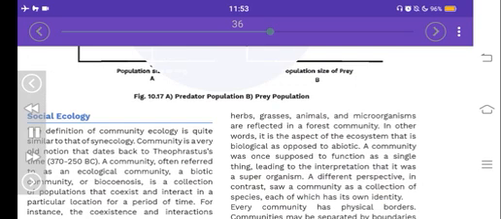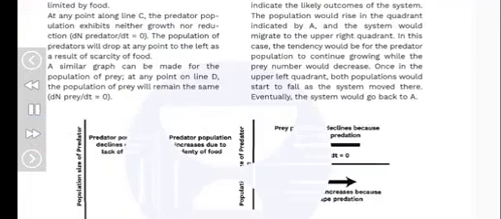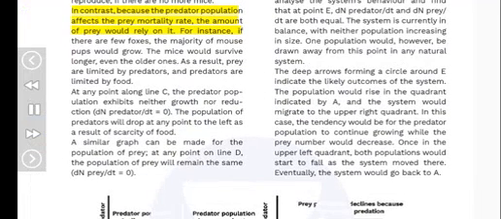In contrast, because the predator population affects the prey mortality rate, the amount of prey would rely on it. For instance, if there are few foxes, the majority of mouse pups would grow. The mice would survive longer, even the older ones. As a result, prey are limited by predators, and predators are limited by food. At any point along line C, the predator population exhibits neither growth nor reduction, dn predator/dt equals 0. The population of predators will drop at any point to the left as a result of scarcity of food. A similar graph can be made for the population of prey. At any point on line D, the population of prey will remain the same, dn prey/dt equals 0.